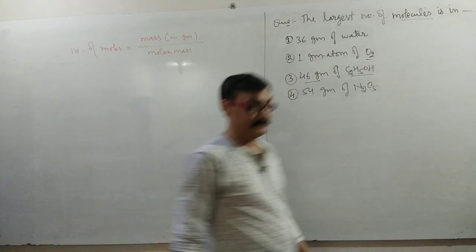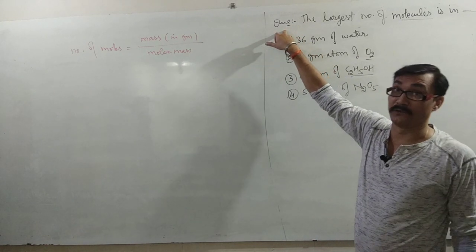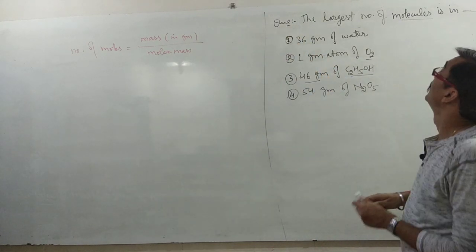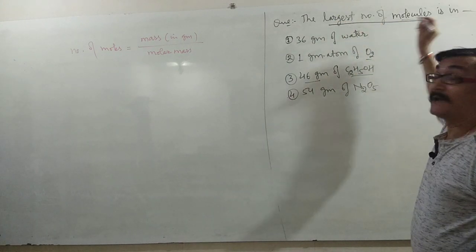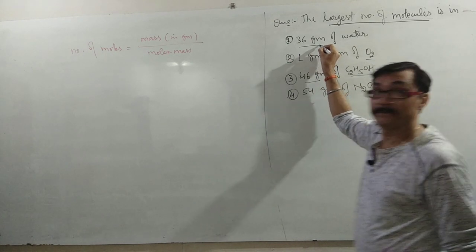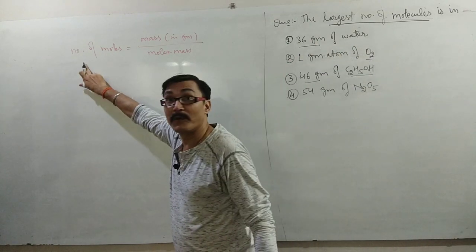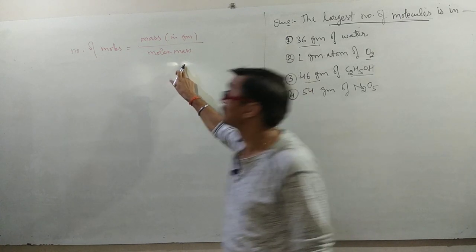Hello students, this is the last question of the previous video for your solution. Now, to find the largest number of molecules, we have to calculate the largest number of moles. As mass is given, the number of moles is equal to mass in gram divided by molar mass.